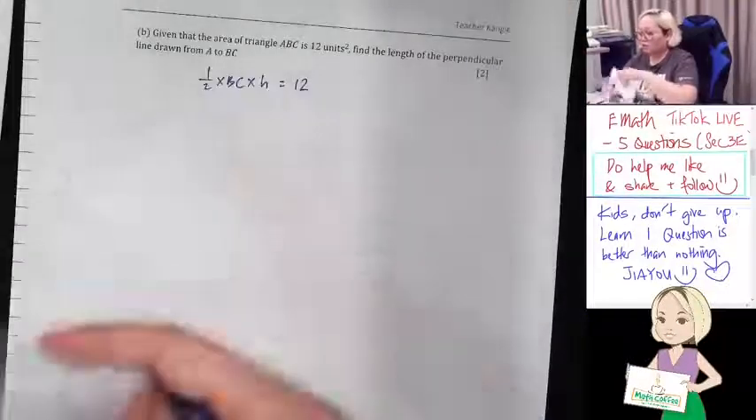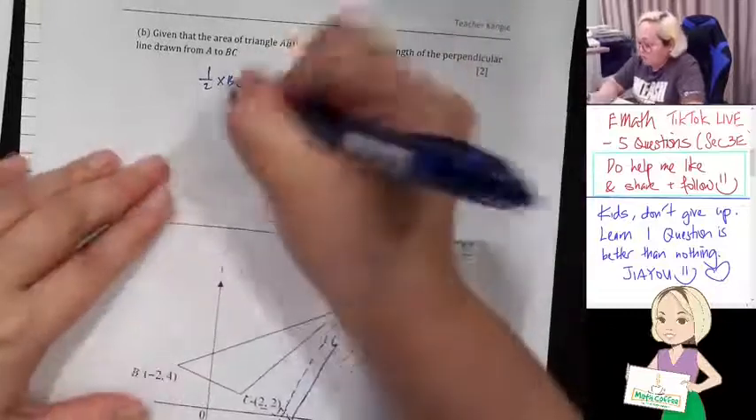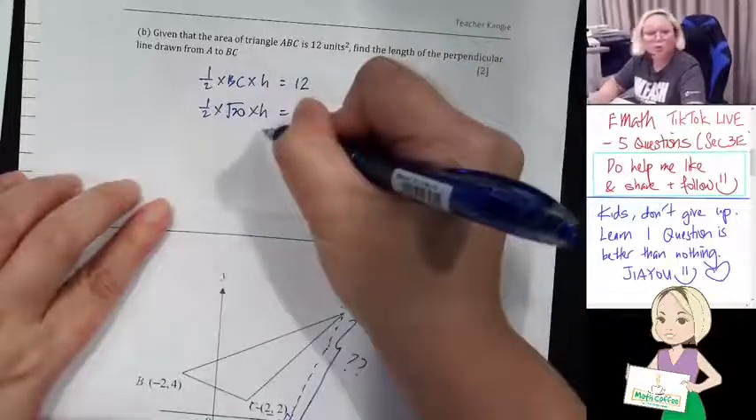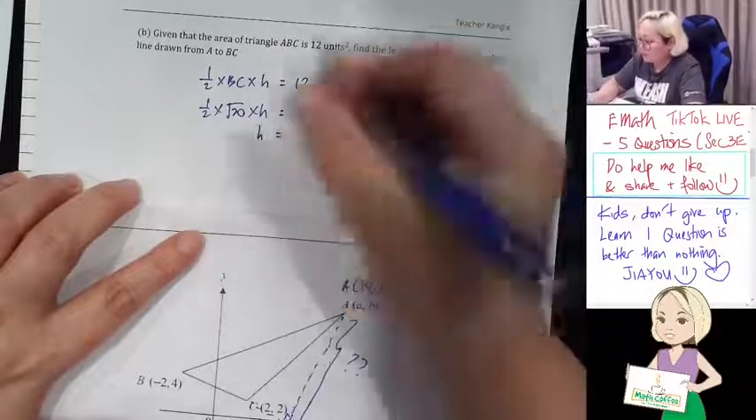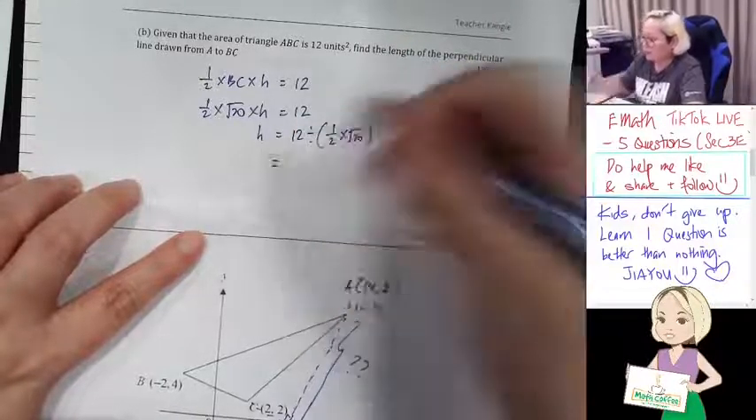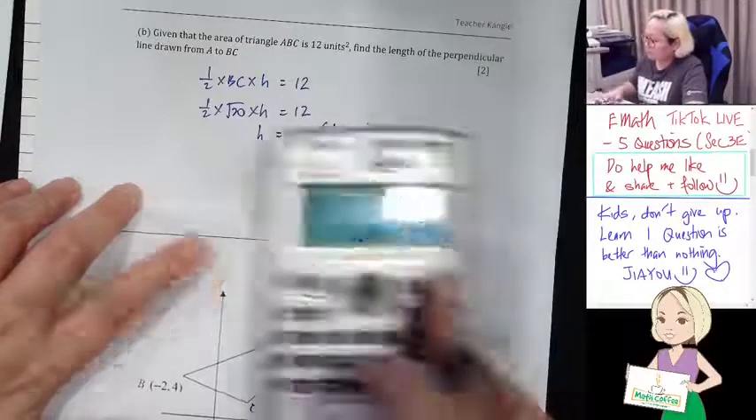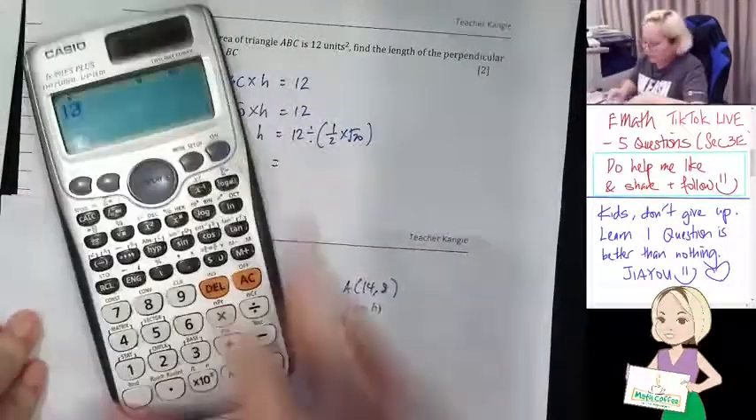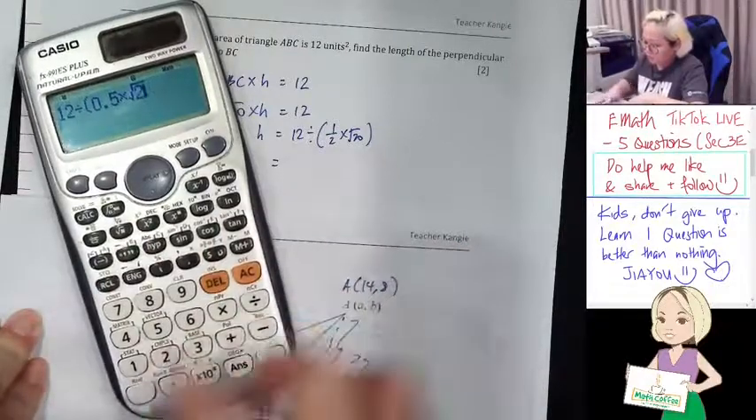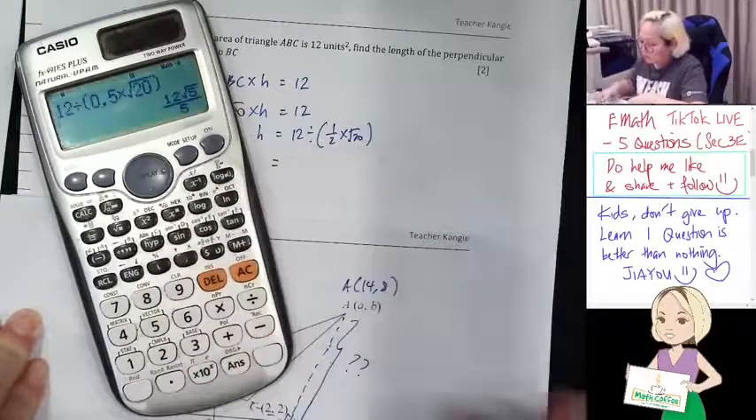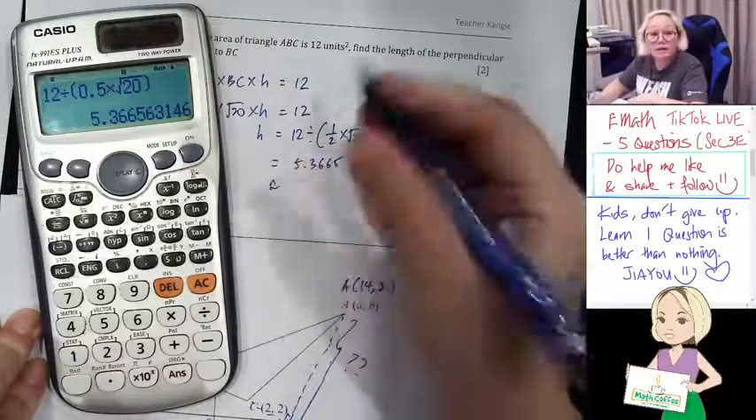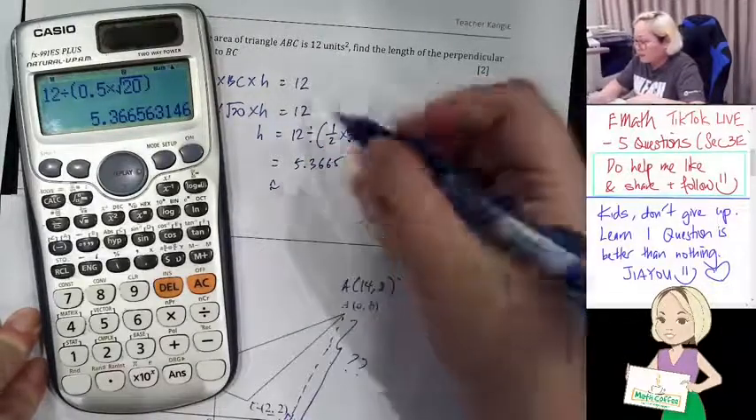Okay? So I will say half times square root 20 times height gives me 12. So the perpendicular height is equal to 12 divided by bracket half times square root 20. Then just press the calculator. It will be 12 divided by bracket 0.5 times square root 20, and close it. So we will get 5.3665.